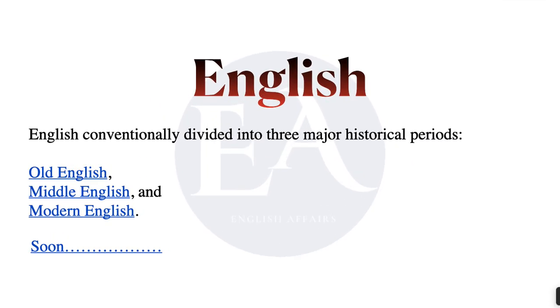Now, English is conventionally divided into three major historical periods, that are Old English, Middle English and Modern English. Later, we will discuss these three historical periods.